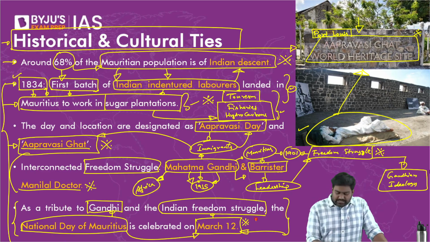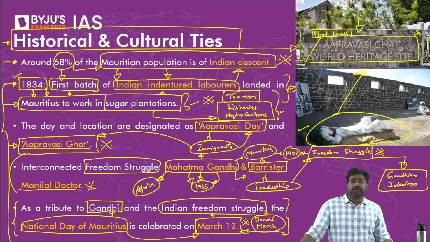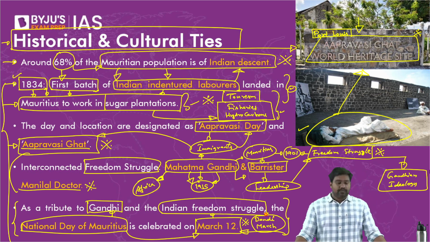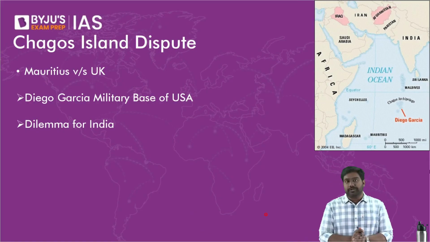Very good. This was the day on which Gandhi launched the Dandi March, or the Salt Satyagraha, by breaking the salt laws. So to pay tribute to Gandhi, his ideology, philosophy, and India's freedom struggle, which in a way backed and enabled the freedom struggle of Mauritius, the 12th of March is celebrated as the national day in the country. So this shows the close historical cultural bonds that we share.